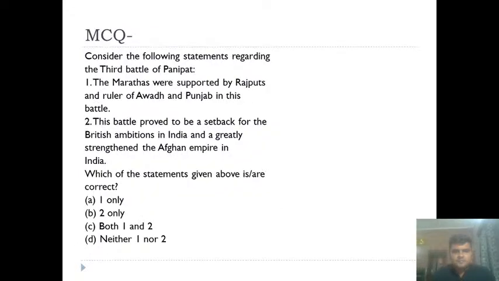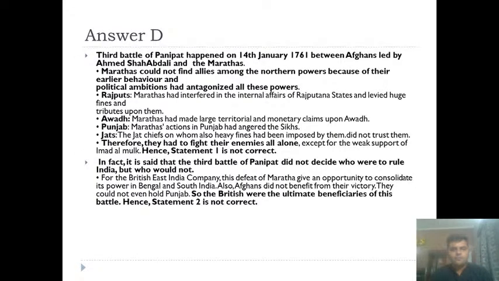And the second statement is that this battle proved to be a setback for the British. It was the opposite: this battle proved to be very beneficial for the British, because it is said that the third battle of Panipat decided who were not to rule India, rather than who were. Neither the Marathas nor the Afghans, led by Ahmad Shah Abdali, who defeated the Marathas, ruled India, but it was in fact the British who were the ultimate beneficiaries.